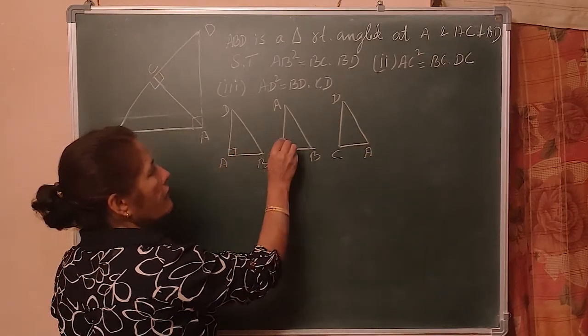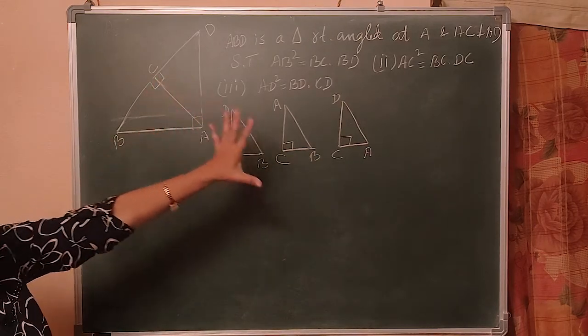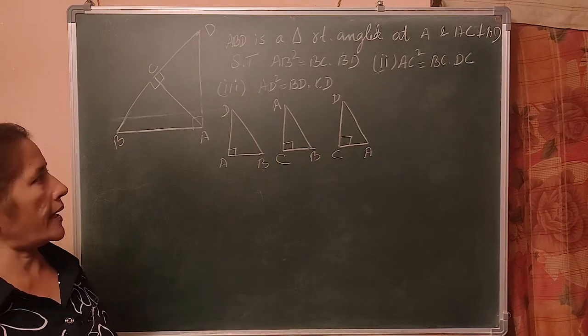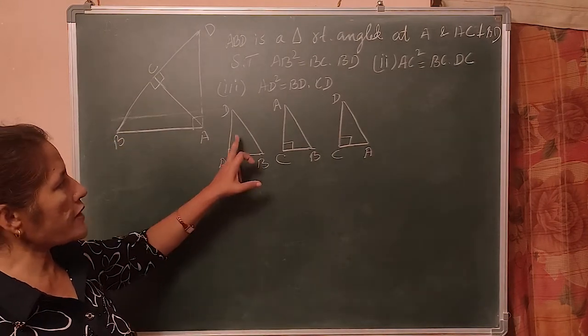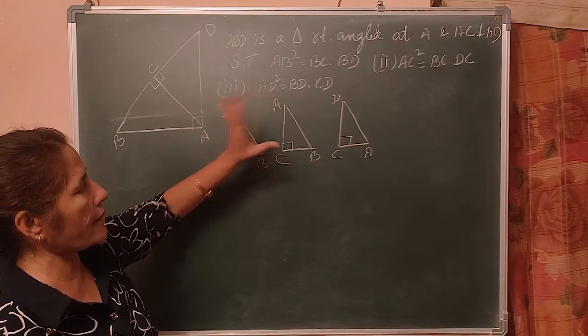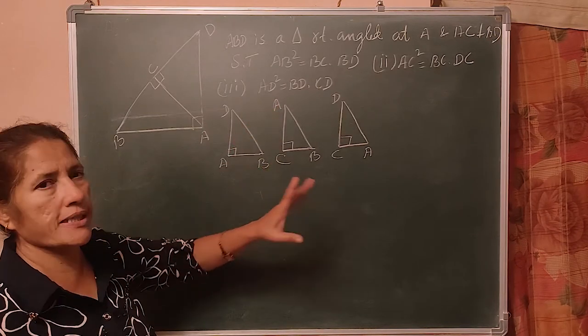Right? Now, I need not look at this figure now. Same thing I have drawn here. From these three, I can prove that they are similar. How can I prove? First, you take these two triangles. In triangle ABD and triangle ABC, angle DAB is equal to angle ACB is equal to 90.